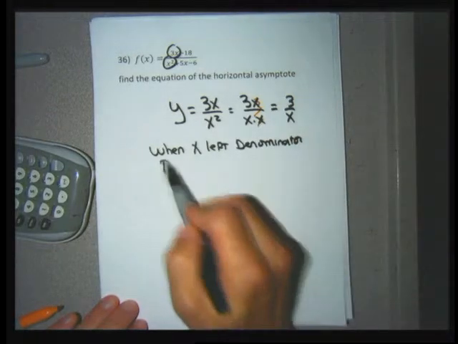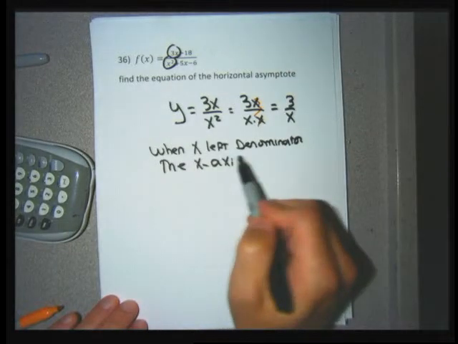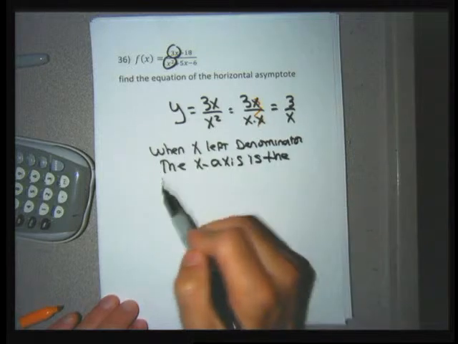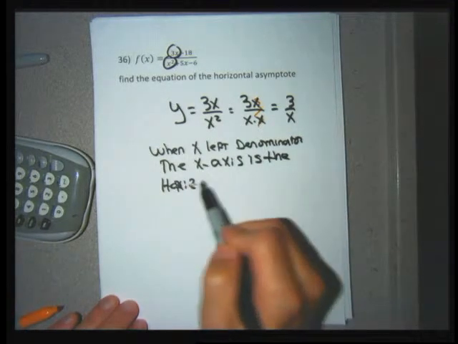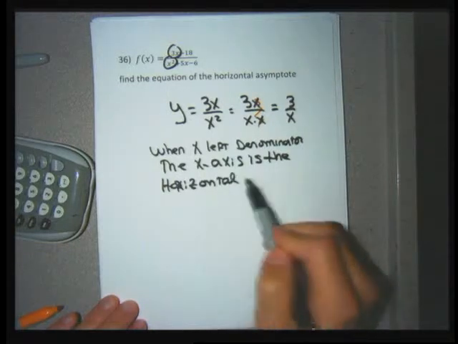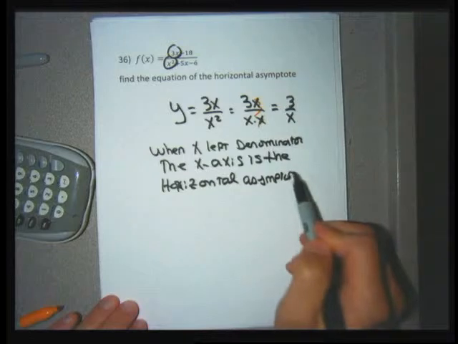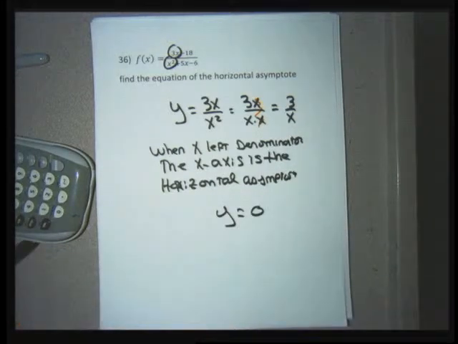the x-axis is going to be the equation, is the horizontal asymptote. And the x-axis has an equation, y equal to 0. So the answer to question 36 is the equation of the horizontal asymptote is y equal to 0.